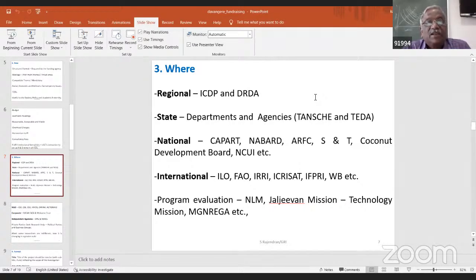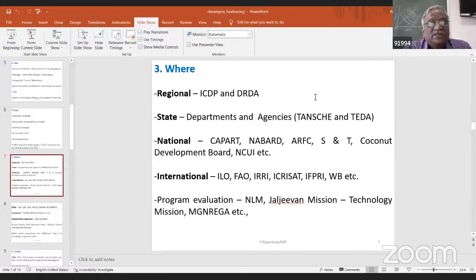And at international level, we have popular agencies like ILO, FAO, International Rice Research Institute, ICRISAT located in Hyderabad, IFRI in Washington, World Bank, etc. So these are the popular international agencies where you can think of sending your research proposal.